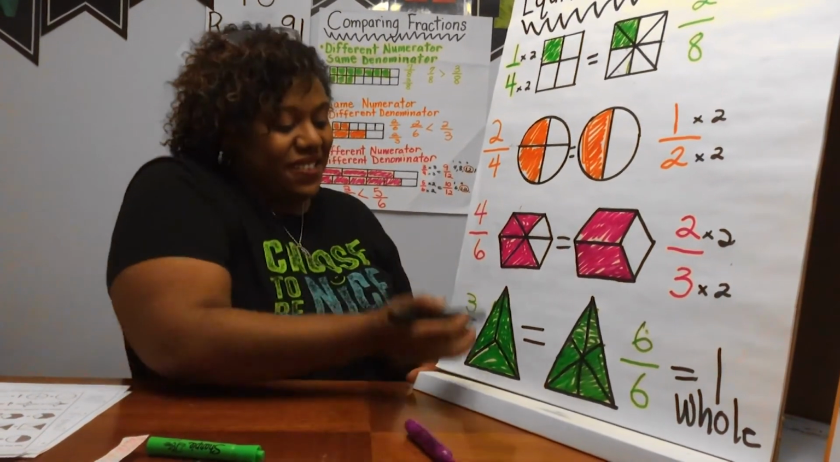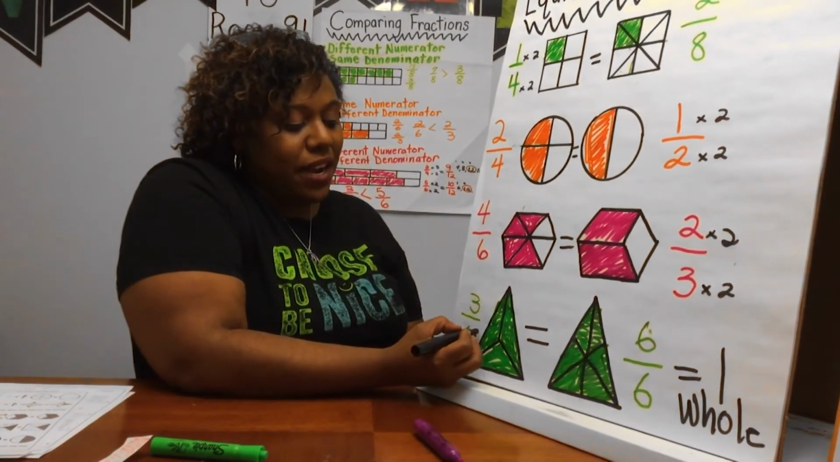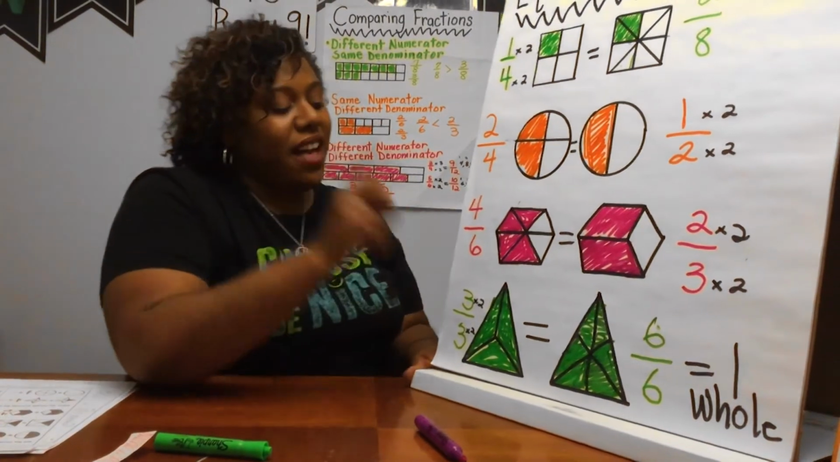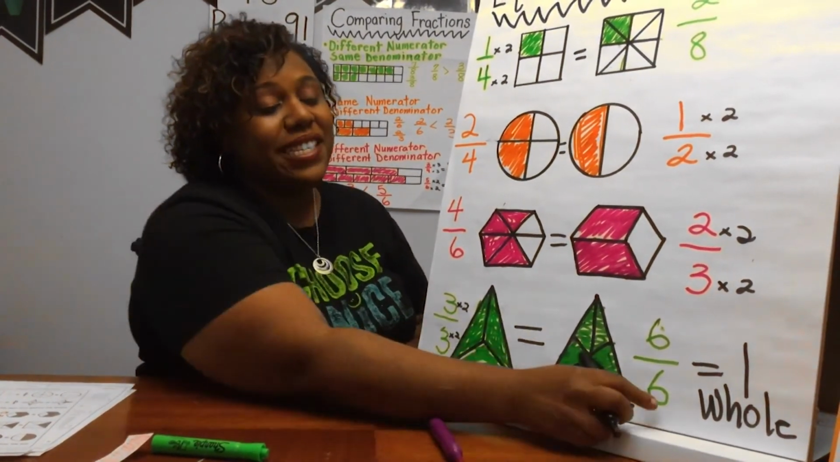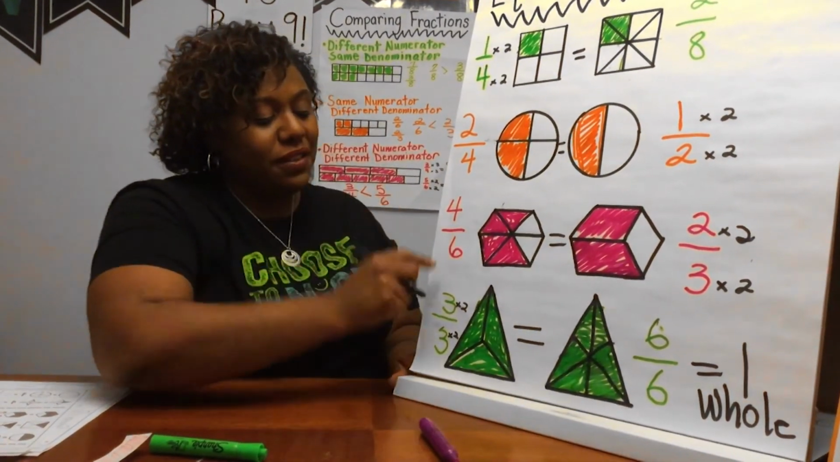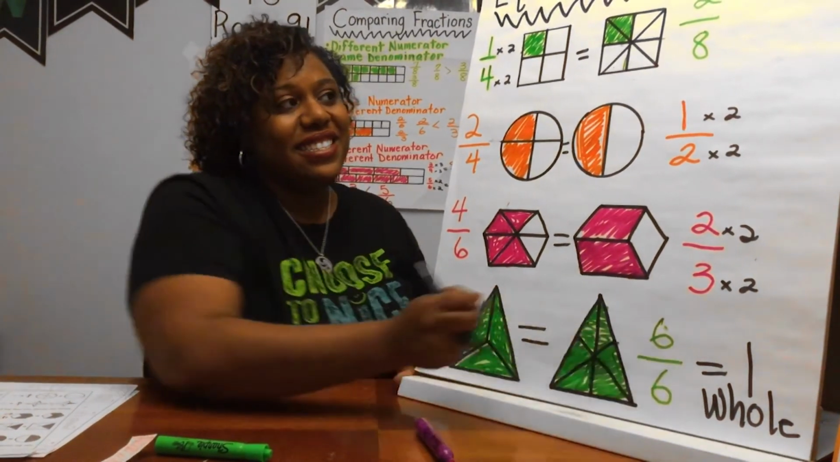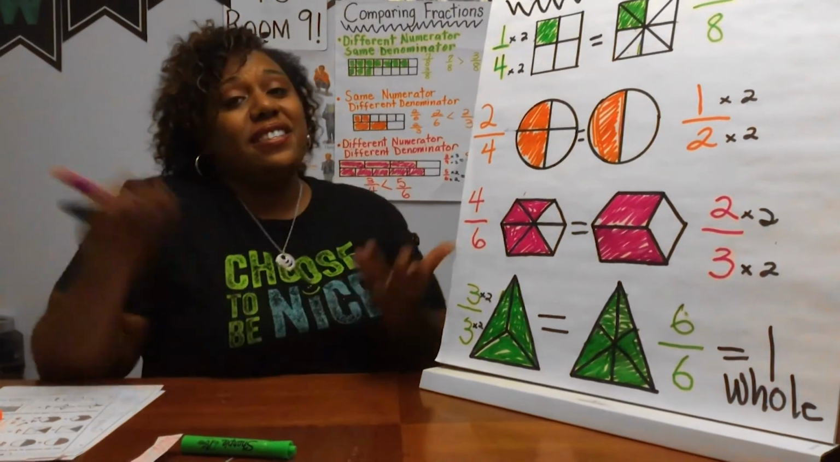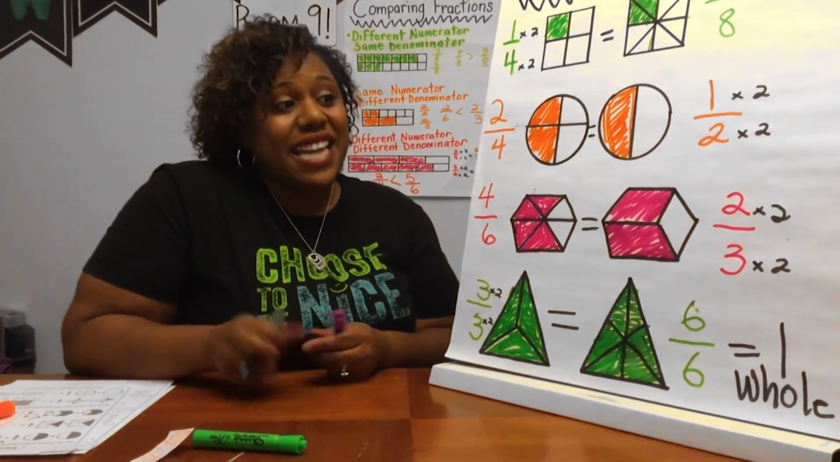3 to 6. Very good. You would multiply the 3 times 2 and the 3 times 2. True or false? 3 times 2 is 6. It's true. And 3 times 2 is 6. That's true.